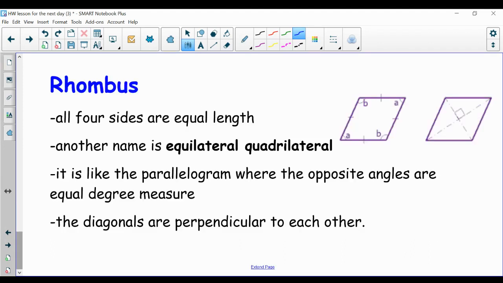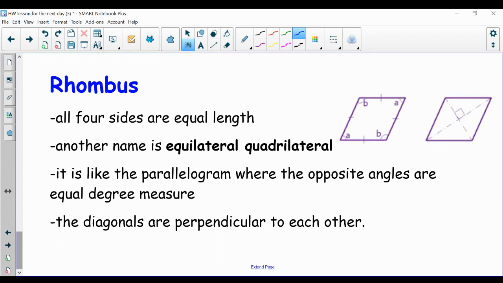All four sides are equal length. You can see the one on the left. Another name is equilateral quadrilateral. We talk about equilateral means all sides are equal. Quadrilateral is four sides. So that's another name, but we won't check on that. So don't worry about that name. I just bolded it over there to tell you, oh, there's another name for it.